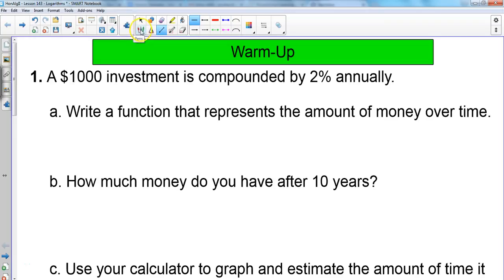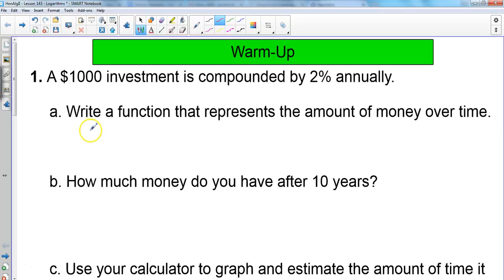All right, guys. So what we want to look at, just to lead into what we're talking about today, is an exponential function. Here's a real quick example. A $1,000 investment is compounded by 2% annually. First, we want to write a function that represents the amount of money over time. If you don't see it right off the bat, you can look at a couple of examples.